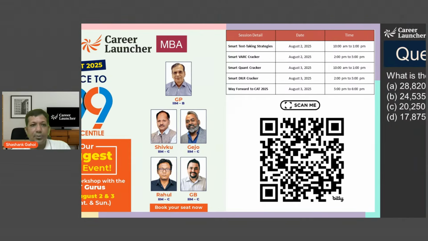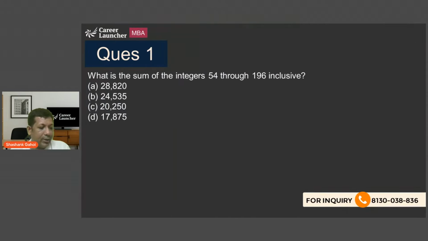So let's start. What is the first question? This question is asking: what is the sum of integers from 54 to 196 inclusively? So first of all, how am I going to get it? Okay.